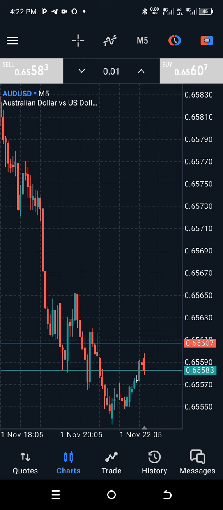For instance, we have so many leverages: 1 to 100, 1 to 200, 1 to 1,000, 1 to 2,000. Depending on the broker you are using, the broker will determine the leverage which you'll be given. So it's still very important that you choose a good broker.